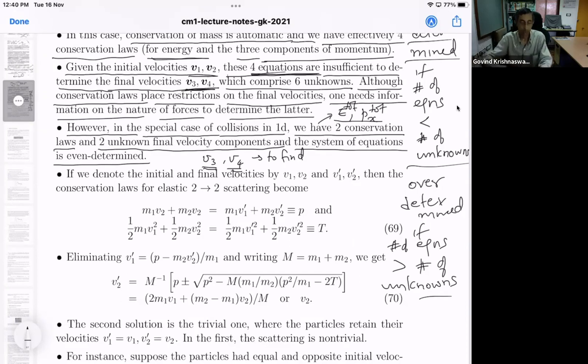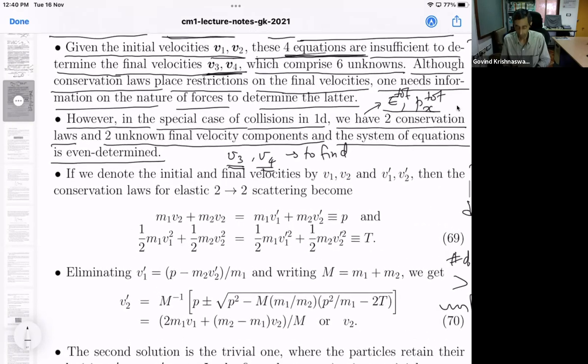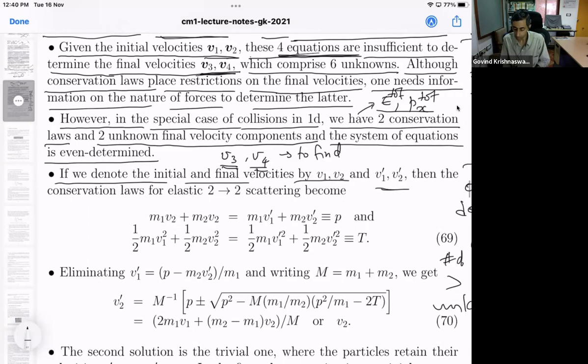So let us look at the case of two particle to two particle elastic scattering. Let me write down the equations at least. Instead of calling them V1, V2, V3, V4, it is a little bit simpler to call them V1, V2 as the incoming particle velocities and V1 prime, V2 prime as the outgoing particle velocities. So the primes denote the final state, and the unprimed denotes the initial state.